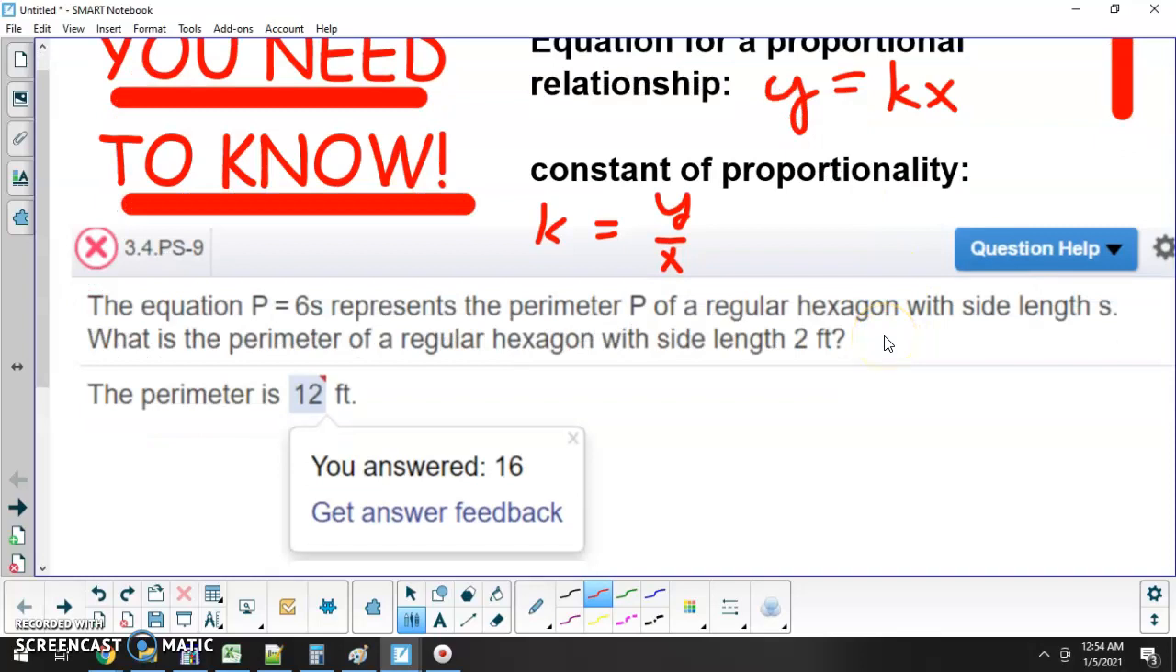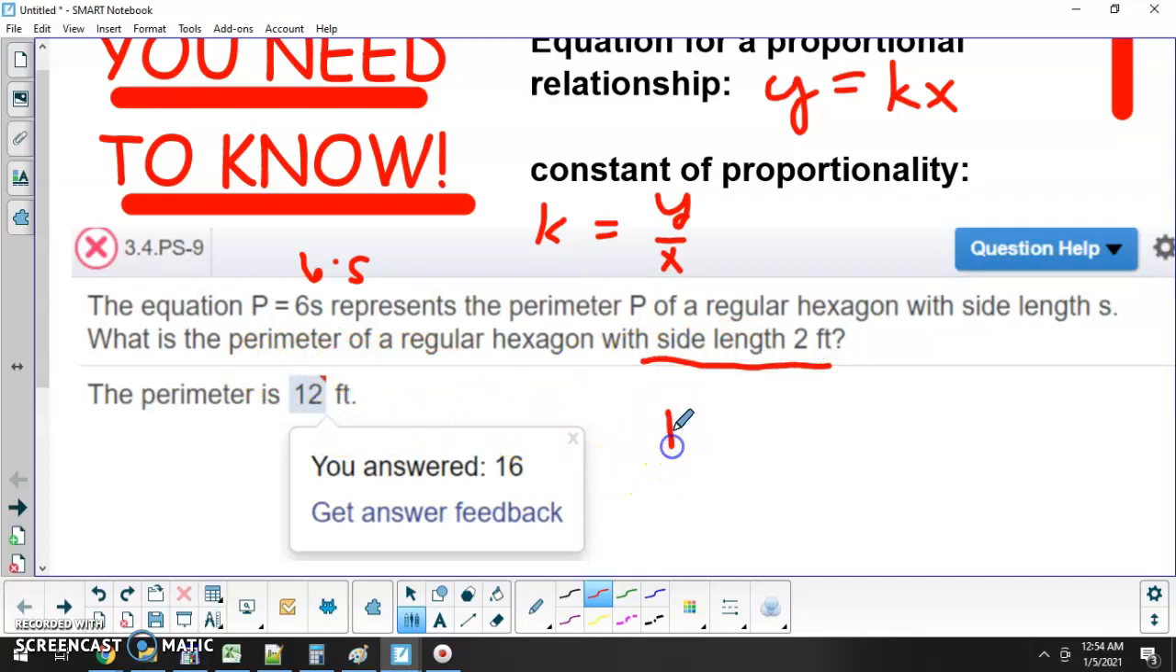All right. So looking at the homework, somebody missed this question here. They give you the equation for p, which is the perimeter of a hexagon. It's 6 times the side length. 6s means 6 multiplied, okay, times s. Okay, and they give you the side length being 2, and they simply ask you what the perimeter is.